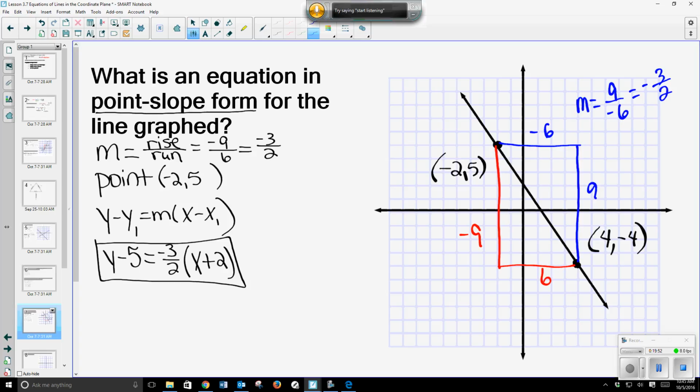You might say, what if I pick 2 points that are closer together? Like this point and this point. That's -3, this is 2. If the points are closer together, you will not have a fraction to reduce. What if you go on the other side? What if you go up 3, back 2? So it would still be -3/2. See how that works? Yes.